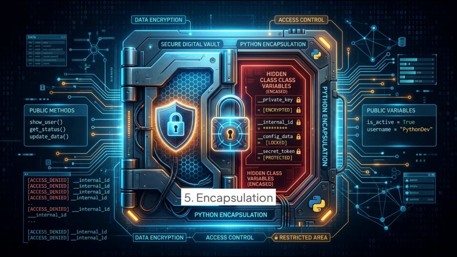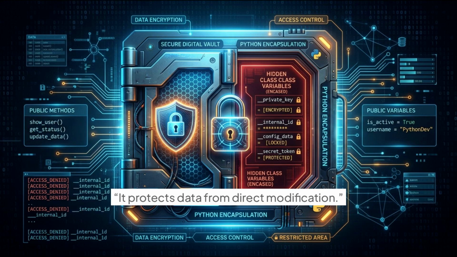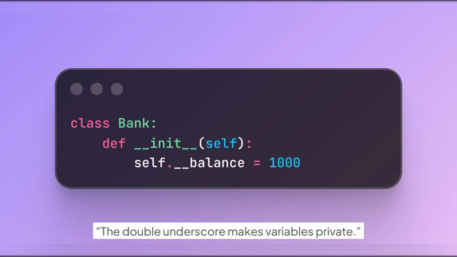5. Encapsulation. Encapsulation means hiding internal implementation details. It protects data from direct modification. The double underscore makes variables private.